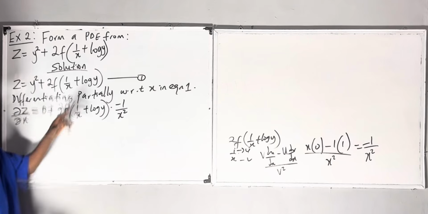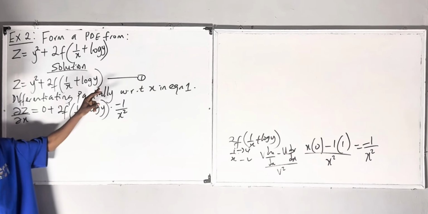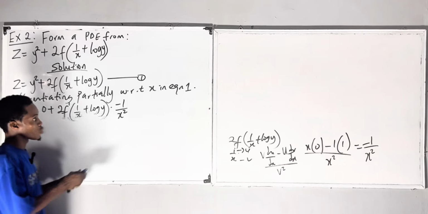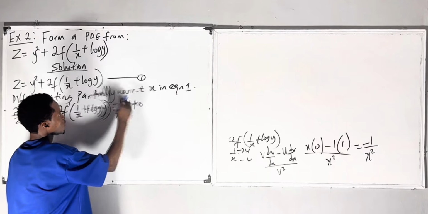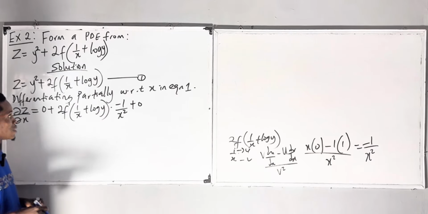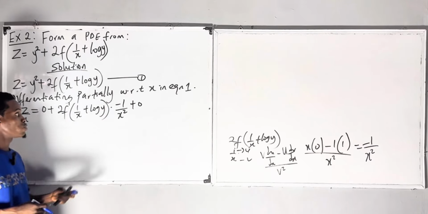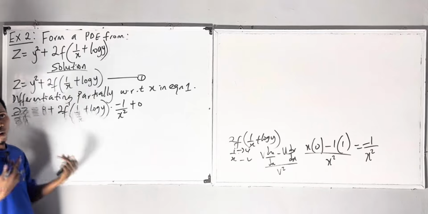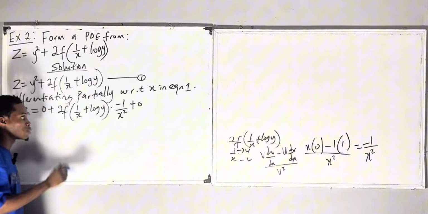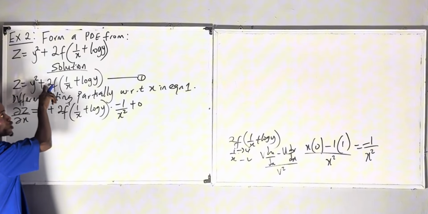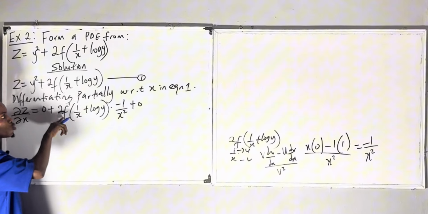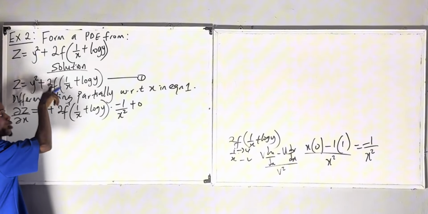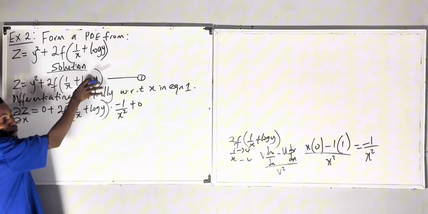What I did there is, if I differentiate log y, I'm going to have 0, because log y is not a function of x, it's a function of y. If I'm considering x with respect to y, it is constant, which is 0. So that's why I have 2f prime. If I differentiate this function, I have differentiated f here. I have 2f prime with everything.